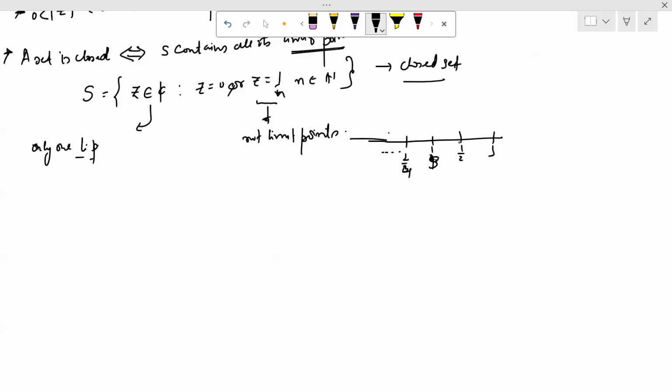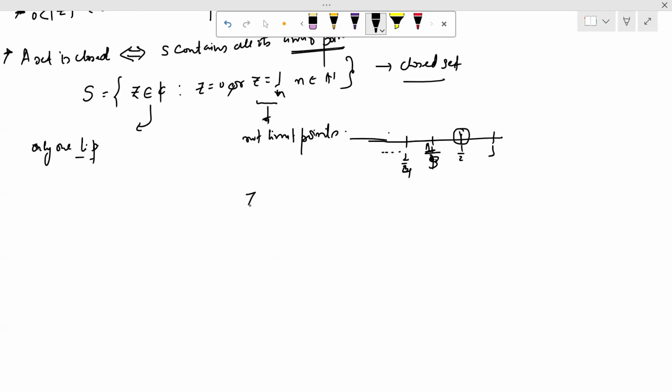So every neighborhood, what does it mean? I'll make a small neighborhood about 1 by 2. Now this does not contain the other elements of S. It only contains this 1 upon 2. So what is the condition for a limit point? The condition is that every neighborhood of that particular point must contain at least one point other than Z naught.